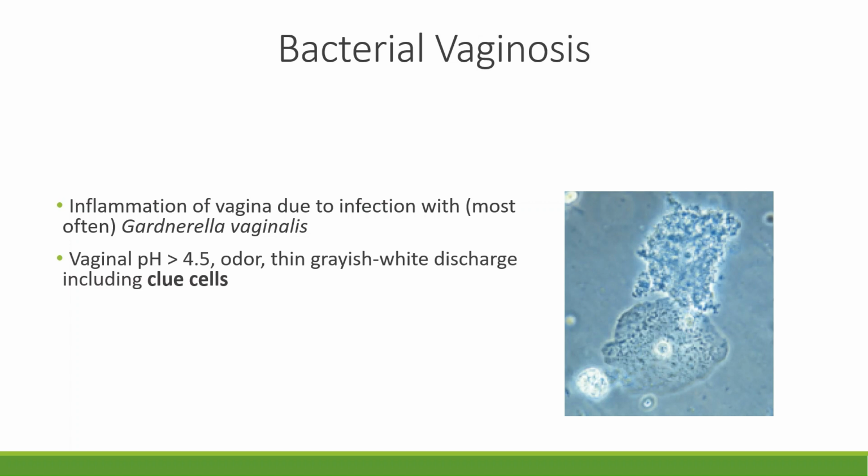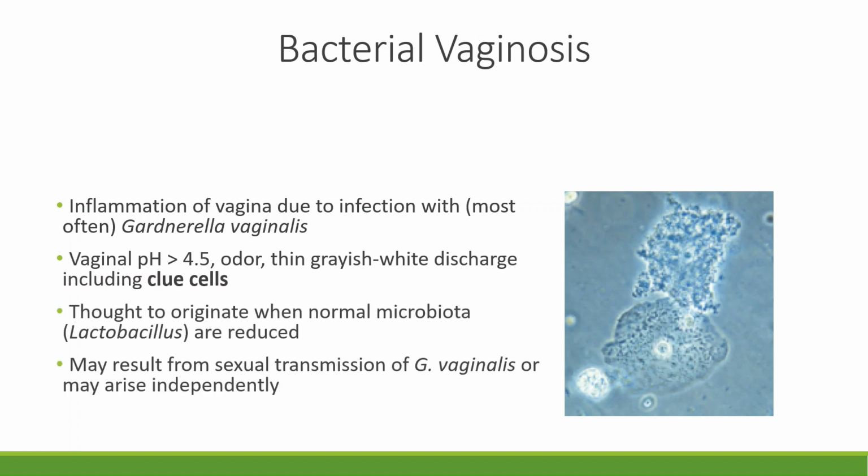And under a microscope, there are cells that are called clue cells. These are actually the vaginal cells covered in bacteria. And this is an important part of the diagnosis. They're called clue cells just because they serve as a clue that a patient may be experiencing bacterial vaginosis. There's some more research that needs to be done on this. It may result just from sexual transmission of G. vaginalis, or maybe it's just a consequence of the normal lactobacillus bacteria in the vagina decreasing, allowing the pathogen to overgrow.